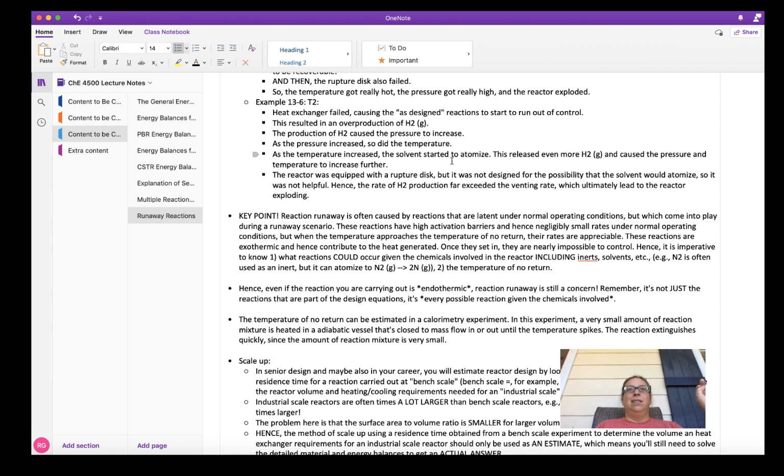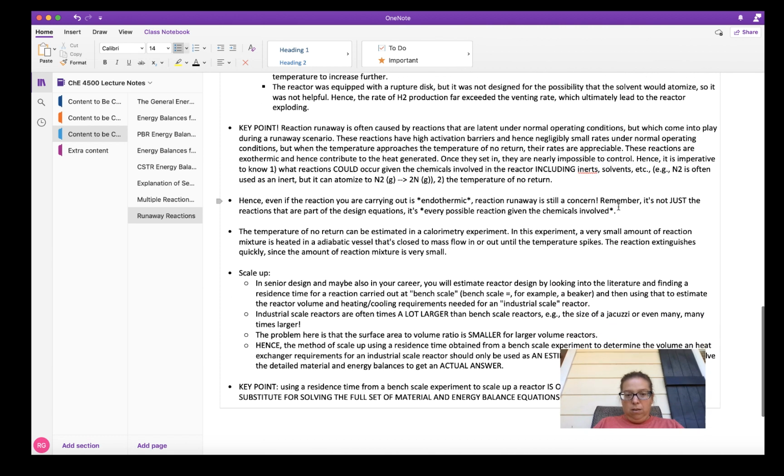Since that reaction wasn't under the normal design scenario and no one had thought about it, the heat removal strategies were completely insufficient for mitigating the heat of that reaction. This caused even more production of H2, which caused the pressure and the temperature inside the reactor to increase, and the reactor eventually exploded.